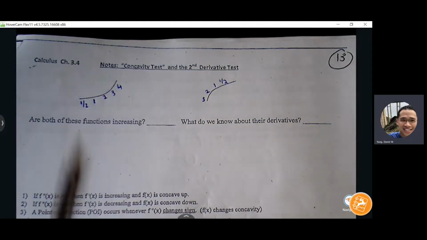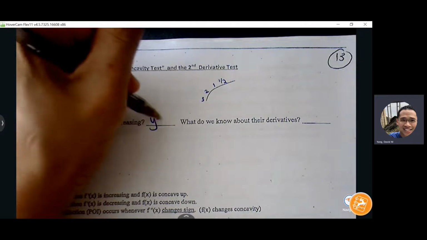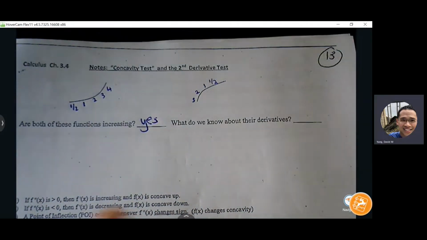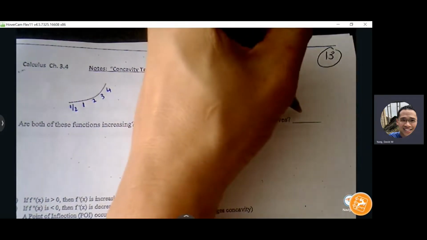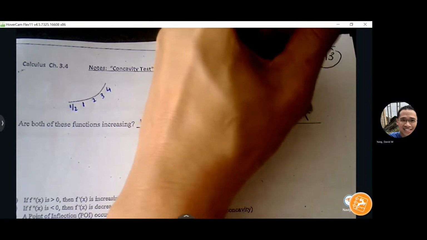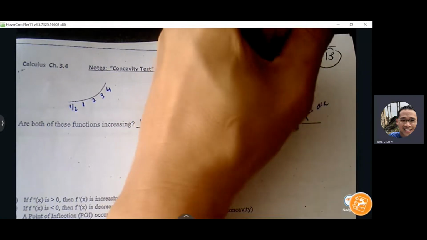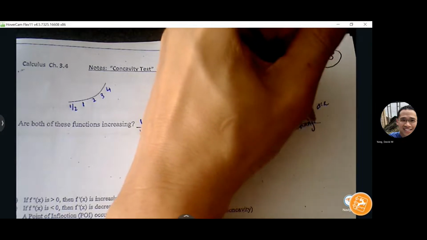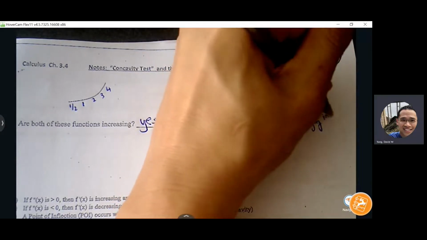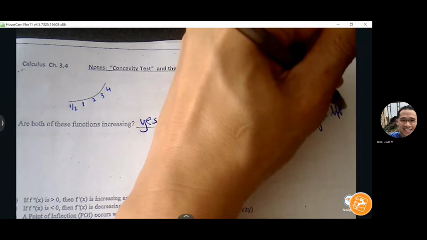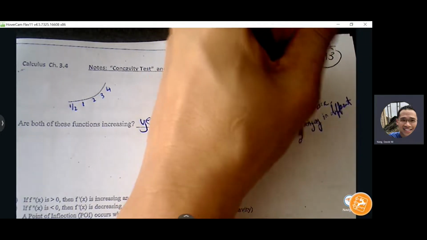So both these functions are increasing. Yes, that's true. But what do you know about their derivatives, their slopes? They are changing in different ways, or taking different directions.